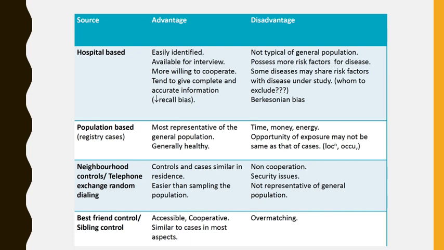If we use population-based, these are the most representative of the general population. These are also going to be the most healthy individuals. The problem is that controls that are drawn from a population-based system are often time-consuming and expensive. So there is also some opportunity that the exposure may not be the same as that of the cases, because depending on who is in your population-based sample, they may not have been in the same areas or geographic locations or workplaces as the people who were exposed.